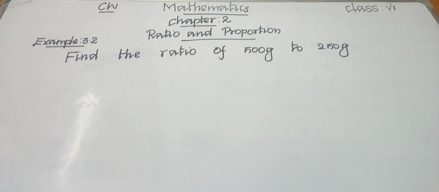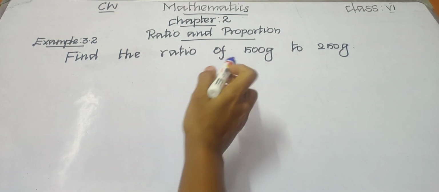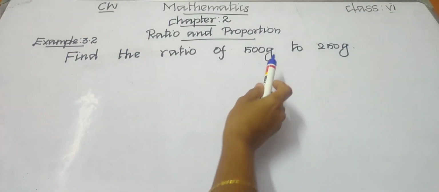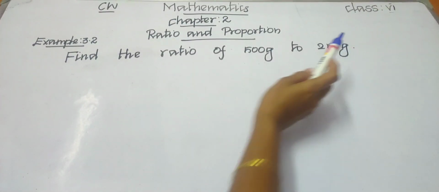Children, write this question in your classwork notebook. Example 3.2. Read the question. Find the ratio of 500 gram to 250 gram. See, it is in gram and this one is also in gram.